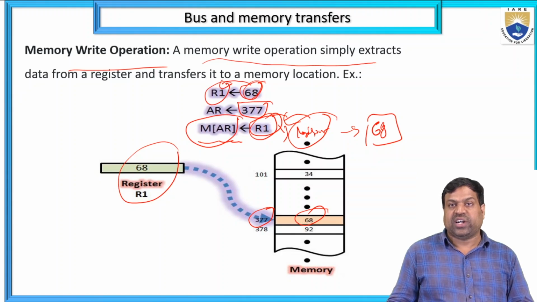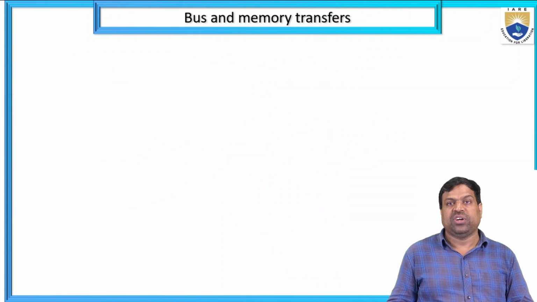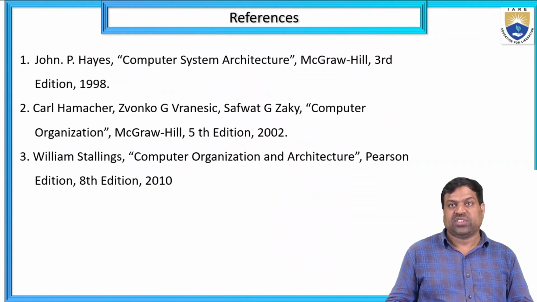And what is the address of the register R1? AR, address register. So M of AR means, in the particular memory, what is the address of the 68 value? The address of the 68 value means M of AR. The address of the particular data, or the address of the particular register. That is M of AR, memory of address register. Okay, it is about the write operation. So these are the references.